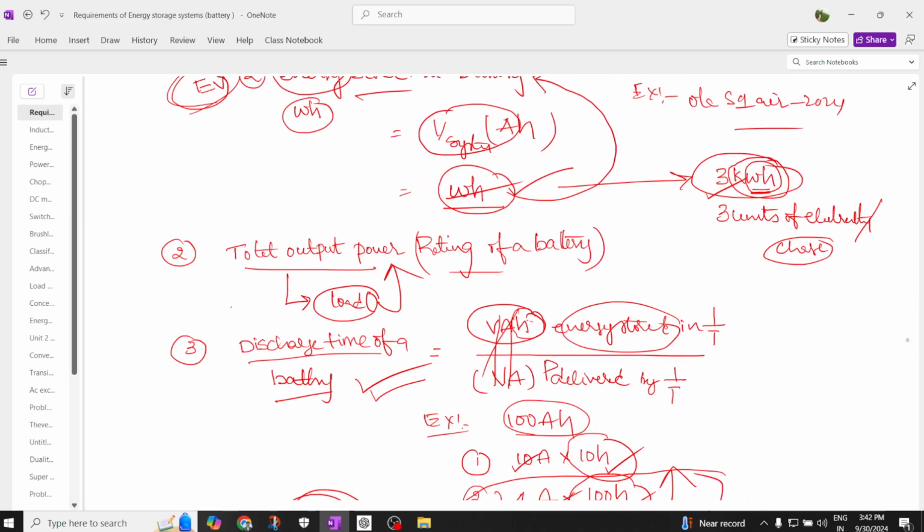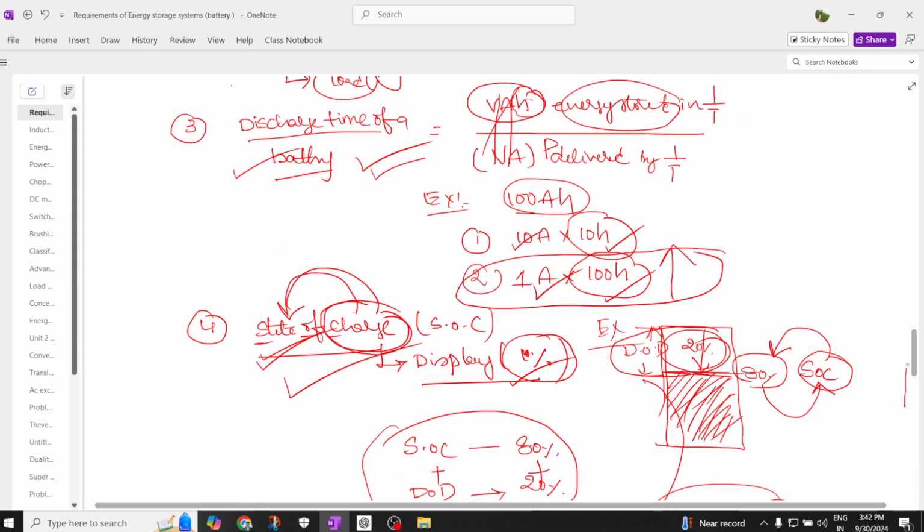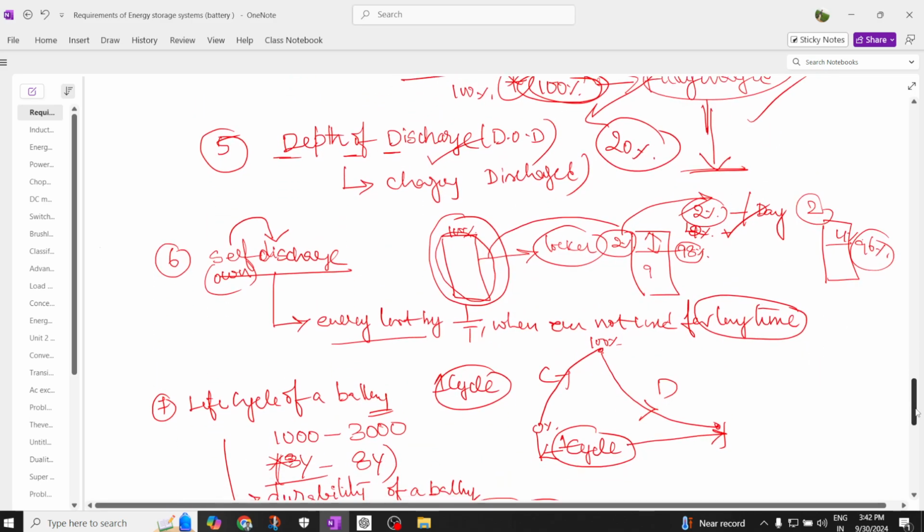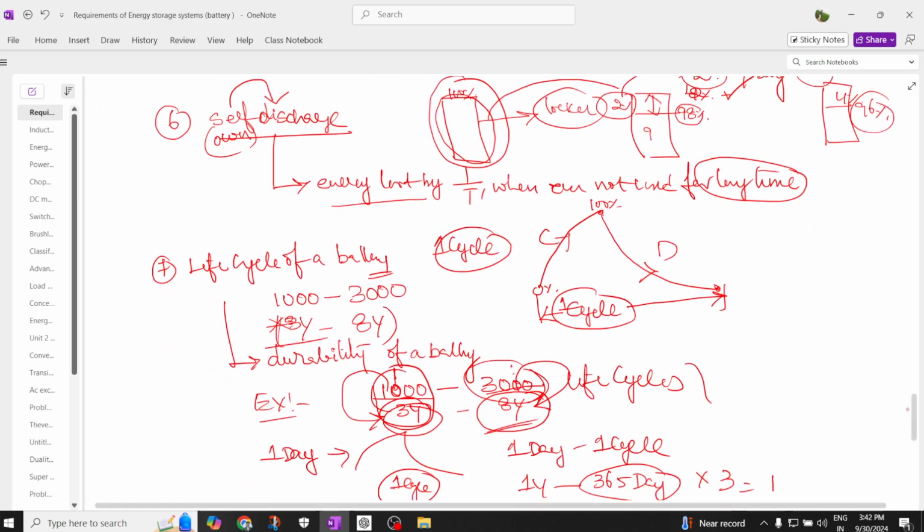Next is the discharge time of a battery, which is nothing but the energy delivered to the power, which gives the discharge time. A 100 Ah battery has a high discharge time when used for 100 hours at a current of 1 ampere. Next, what is meant by state of charge of a battery? The amount of charge available in a battery is called state of charge. How much has been discharged is called depth of discharge. State of charge plus depth of discharge is equal to 100%.